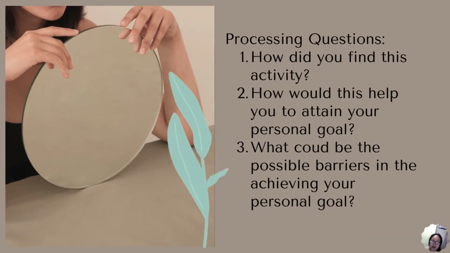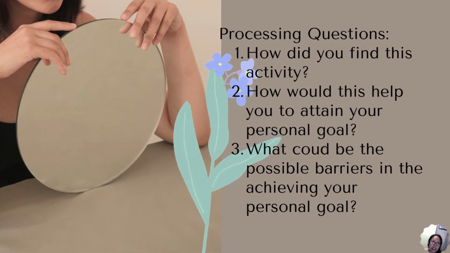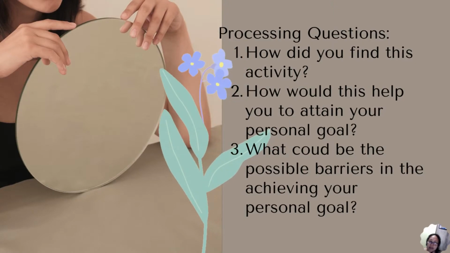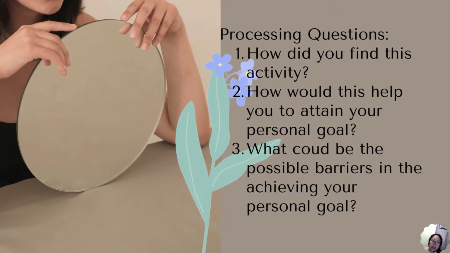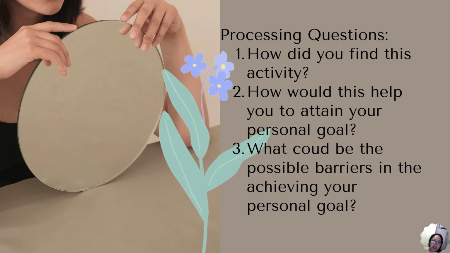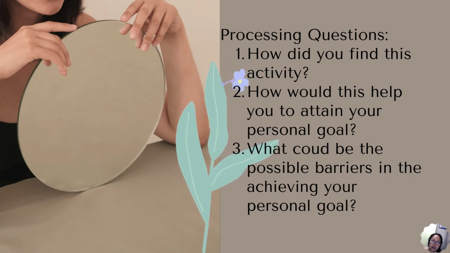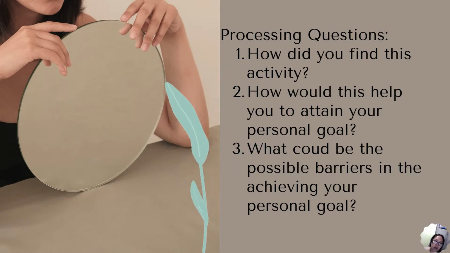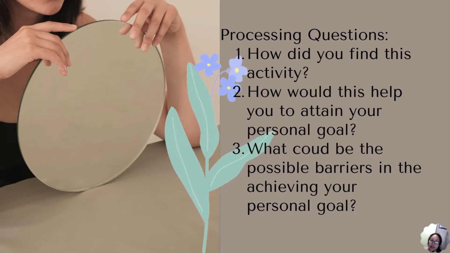Here are the processing questions for this activity. Number 1, how do you find this activity? Number 2, how would this help you to attain your personal goals? And number 3, what could be the possible barriers in achieving your personal goals?